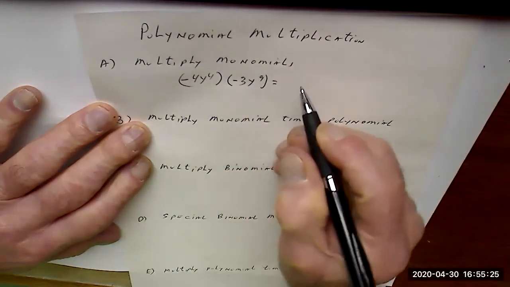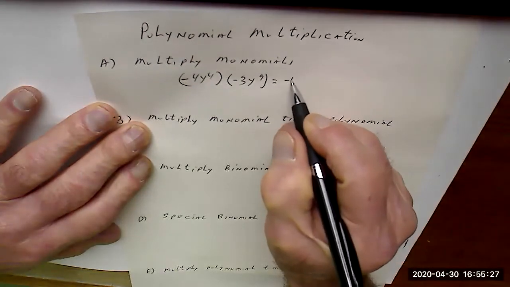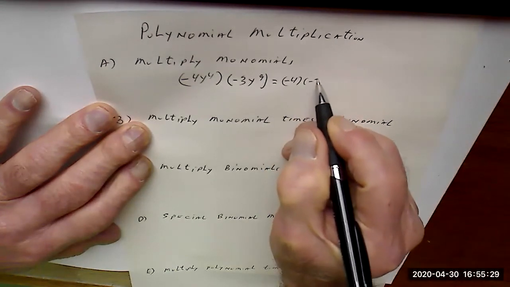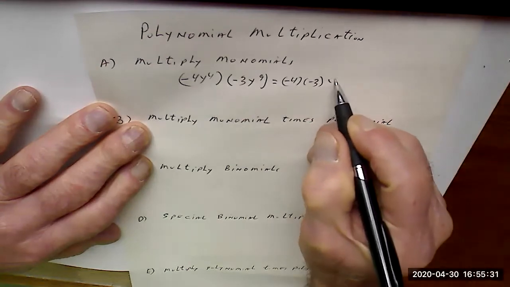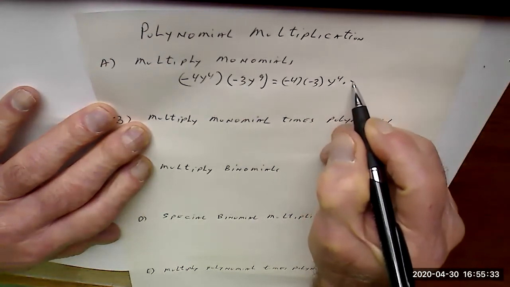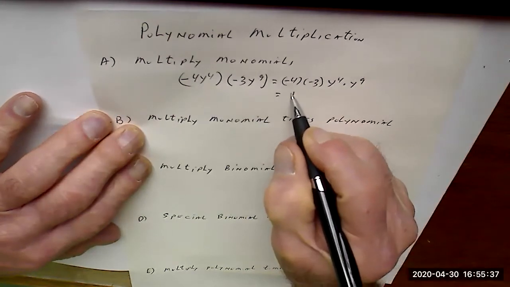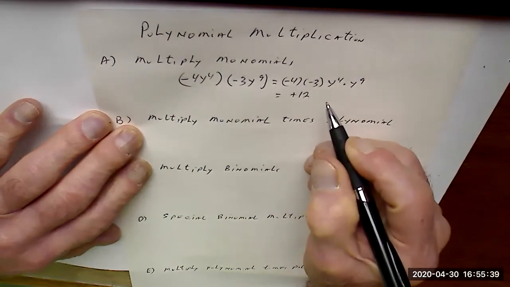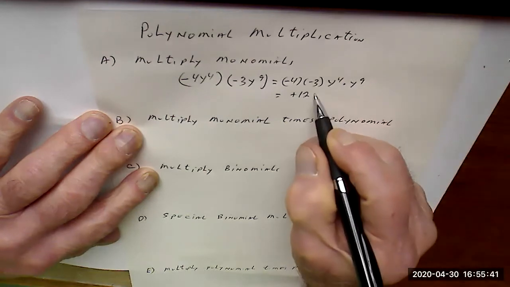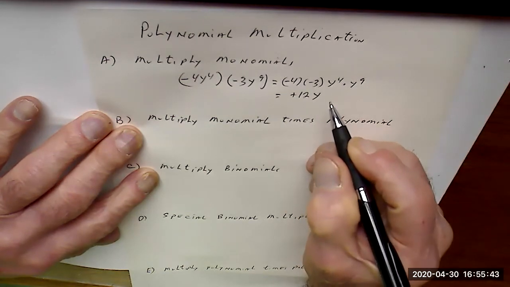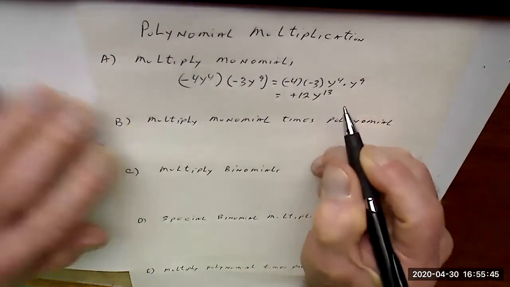We should multiply the coefficients first, negative 4 times negative 3, and then the exponentials, y to the fourth times y to the ninth. So that's going to be a total of plus 12. When we multiply exponentials, we add the powers, so that's y to the 4 plus 9, or 13.